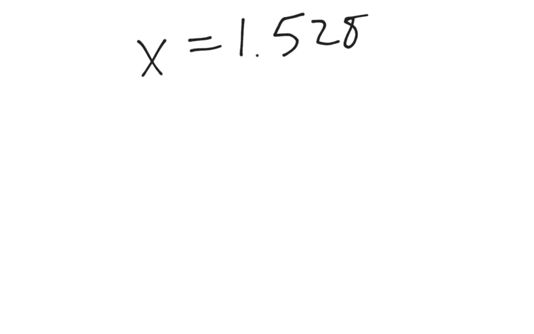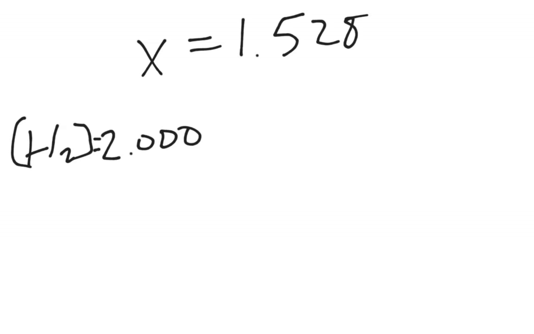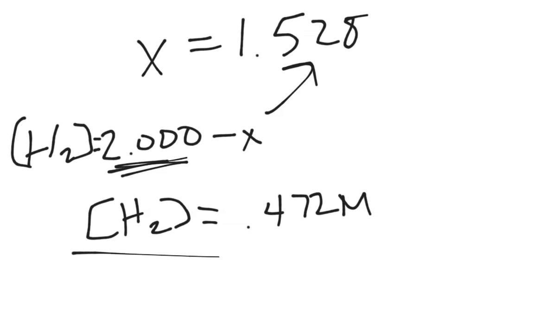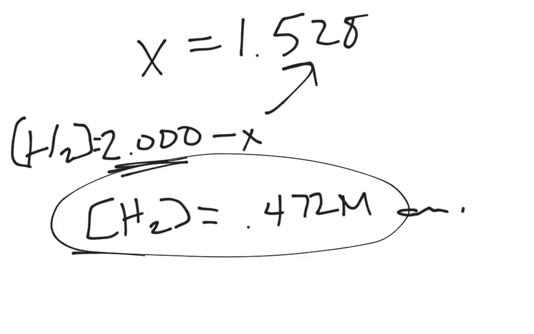Okay, so now we go back in. I know it keeps going on and on and on. But now we go back in and we said that the concentration of H2 was equal to 2.000 minus X. We now know that X is this number. So the concentration of H2 at equilibrium, not at the start. This is what it was at the start. When everything's all said and done, I am going to have 0.472 molar concentration of H2 and of F2 because they happen to be the same in this problem.